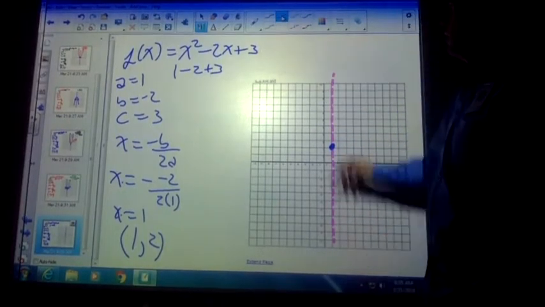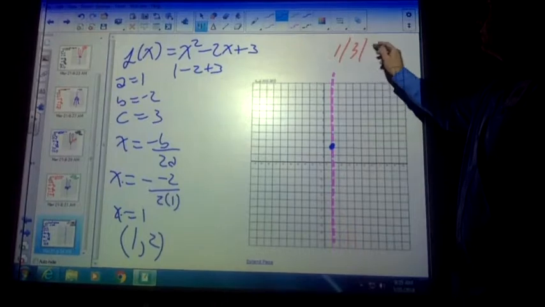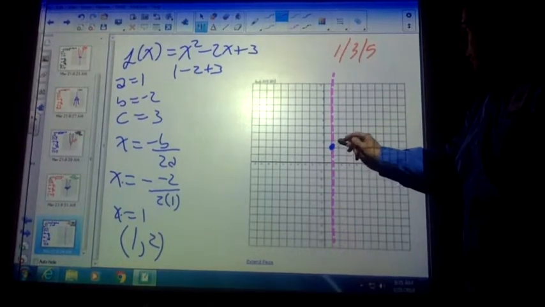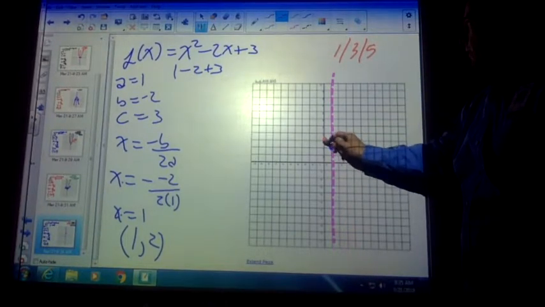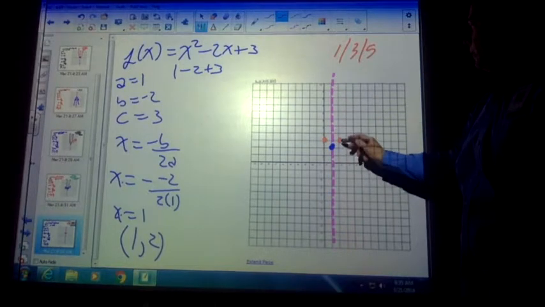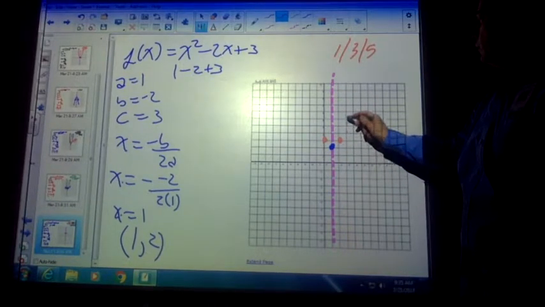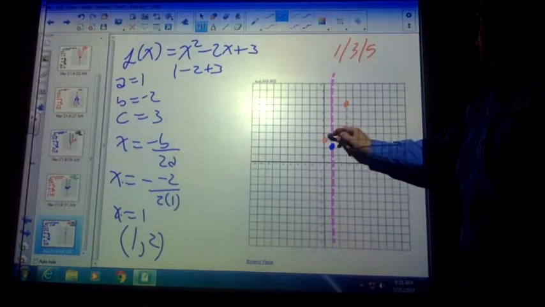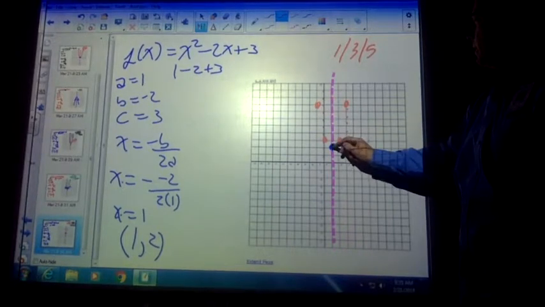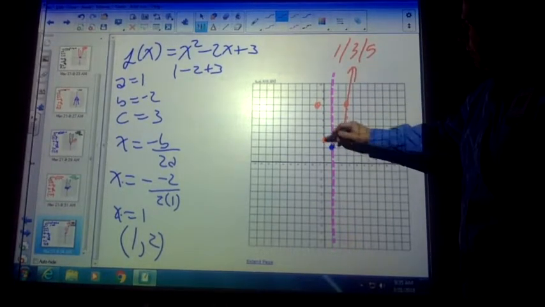And then let's see, does it grow at 1, 3, 5? Sure does. So right 1 up 1, left 1 up 1. Oh, look at that, 0, comma C. Cool. And then right 1 up 1, 2, 3, 4, 5. Left 1 up 5. And that's about as far as we can go because we'll go off the grid.